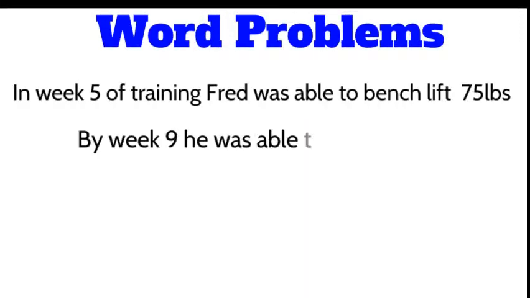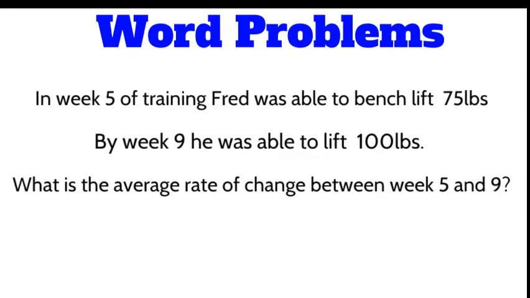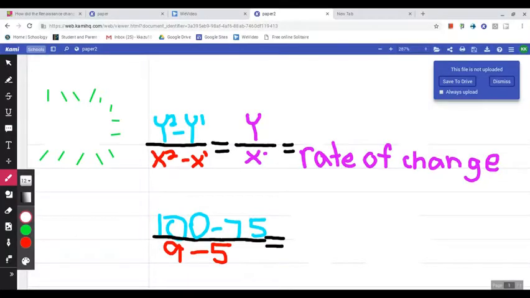Here's another problem. In week 5 of training, Fred was able to bench lift 75 pounds. By week 9, he was able to lift 100 pounds. What is the average rate of change between week 5 and 9? For this problem, we are not going to use a graph.